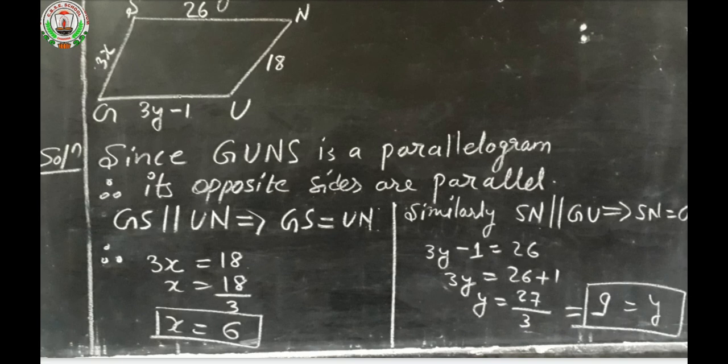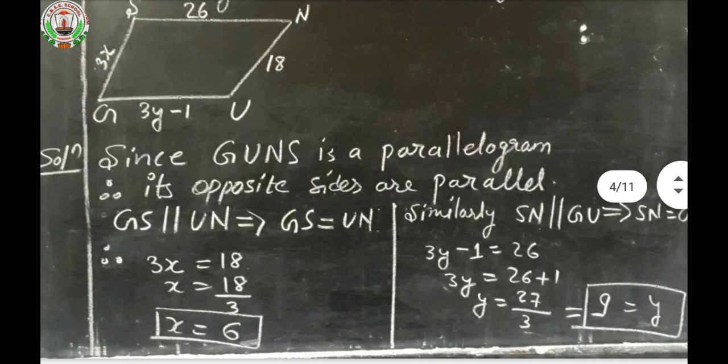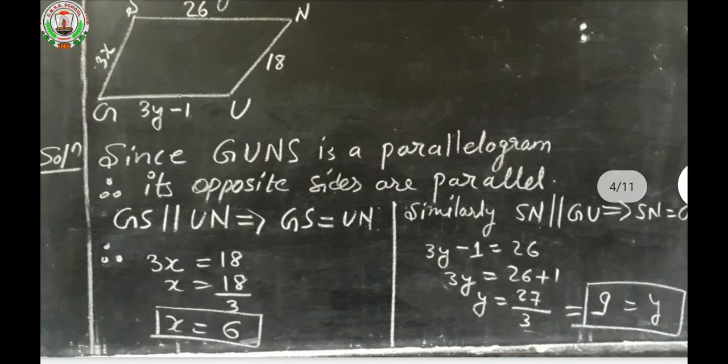In the same way, the other side of the parallelogram, that is SN, is parallel to GU, isn't it? So SN will be equal to GU. The side is not visible, so I am dictating that SN is equal to GU. Okay, so what is the value of SN we have? That is 3y minus 1 is equal to 26, isn't it?